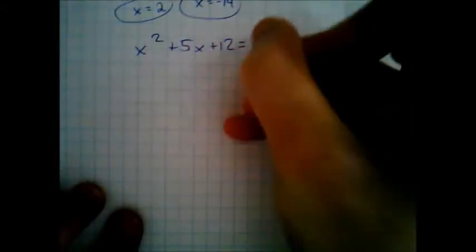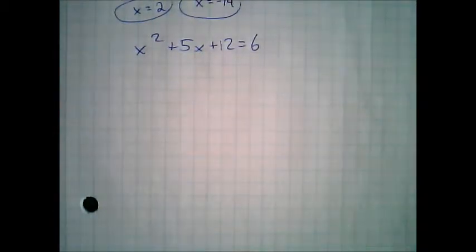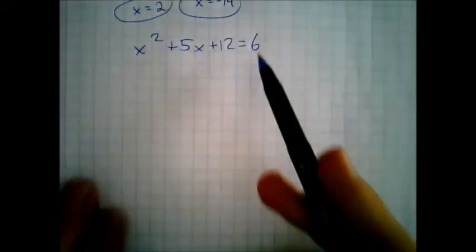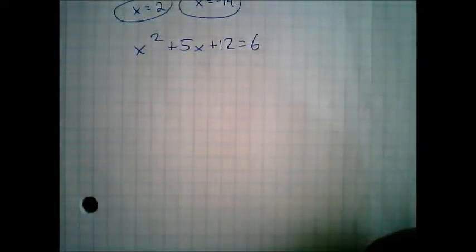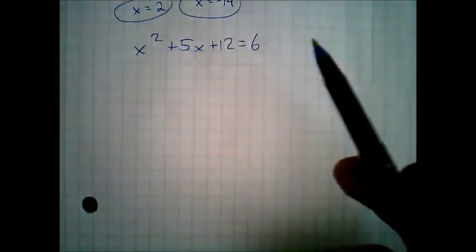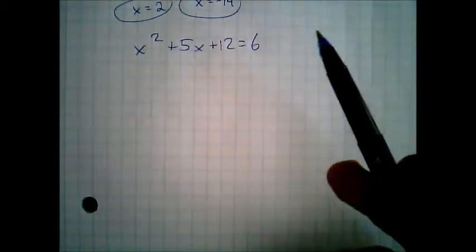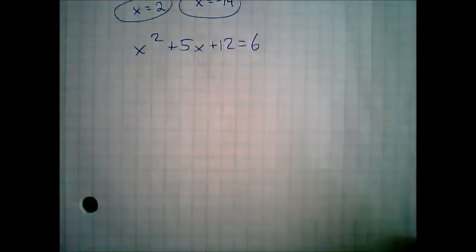Okay, next example. x squared plus 5x plus 12 equals 6. Now this one's a little bit different, and we want to notice what's different about it. This one doesn't equal 0. When this is the case, we can't factor and set them both equal to 6, because we don't have a 6 product property. We need a 0 product property.